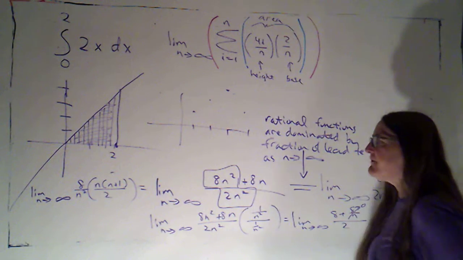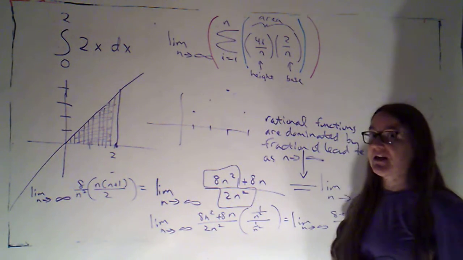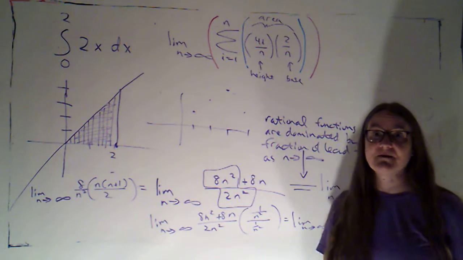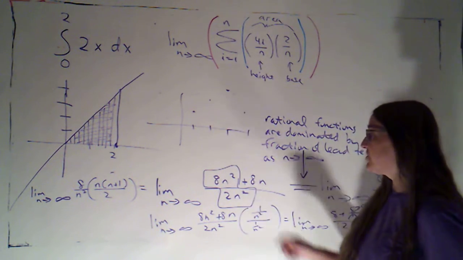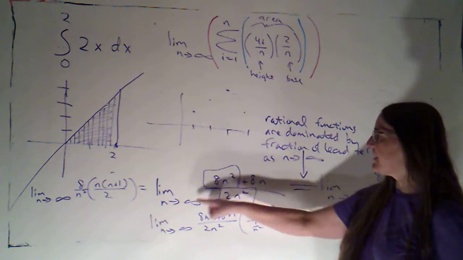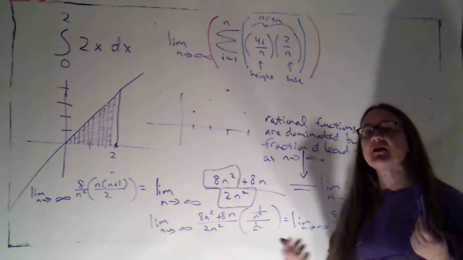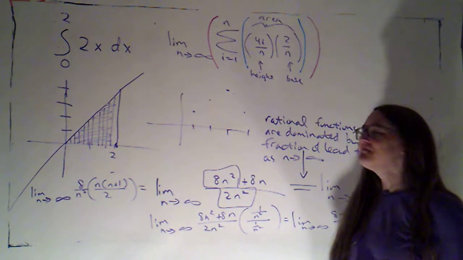Okay? And I'm going to be very picky about that because that issue is going to show up a lot in 3B for those of you who go on and take 3B. So you may not use L'Hopital's rule when you have a function of n. You may, however, use the shortcut that if n is going to infinity and you have a rational function, you're just looking at the fraction of the lead terms.